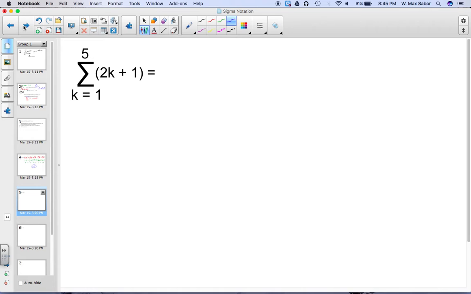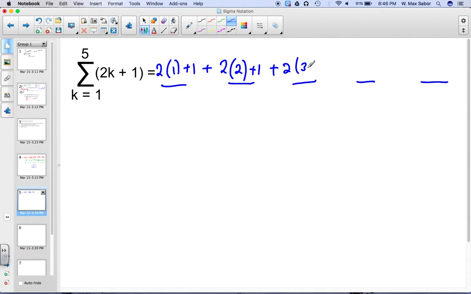So let's do a little bit more practice with this. This is the same thing as, well, we're adding from 1 to 5, so that's 1, 2, 3, 4, 5 terms that we're adding. 2k plus 1, 2 times 1 plus 1. 2 times 2 plus 1. 2 times 3 plus 1. 2 times 4 plus 1. And 2 times 5 plus 1.